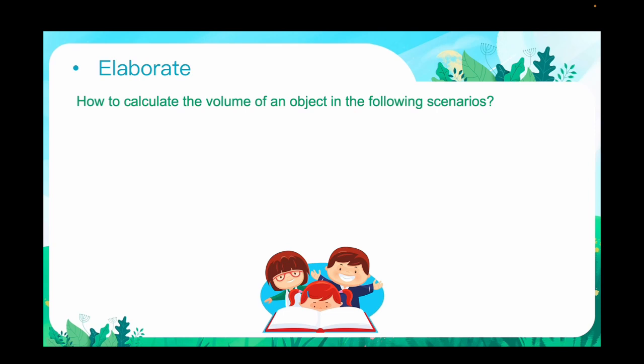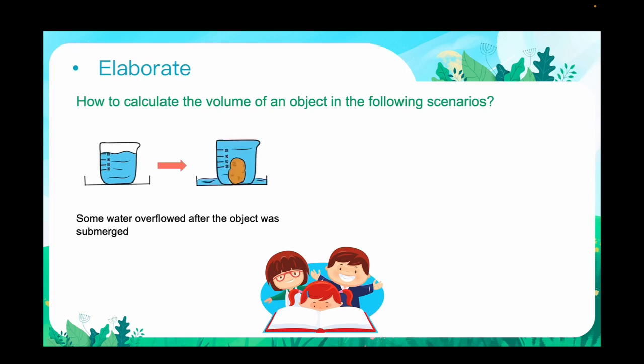For example, let objects into the beaker and some water overflows. How to calculate the object's volume? Guide students to derive formulas. The volume of irregular objects is equal to the volume of rising water plus the volume of spillage water.